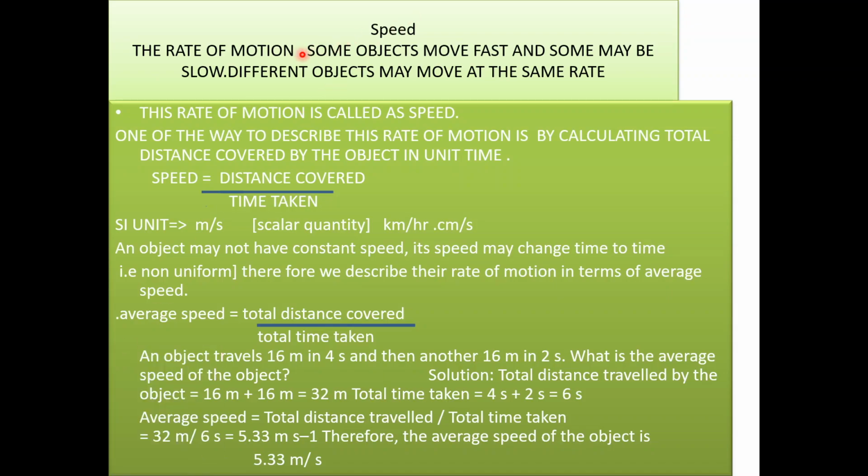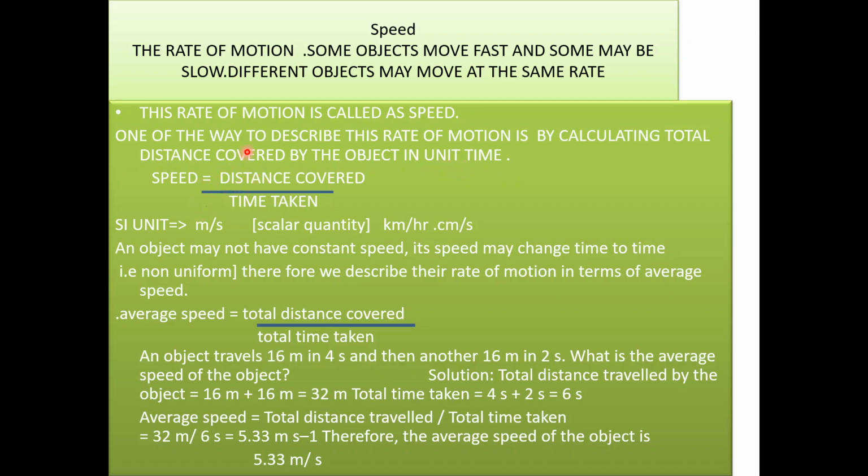So what is speed? It is the rate of motion. Some objects move fast, some objects may be slow. It may happen that there are different objects, they are moving at the same rate. This rate of motion is called as speed. One of the ways to describe this rate of motion, how can you calculate the rate of motion? By calculating total distance covered by the object in unit time.